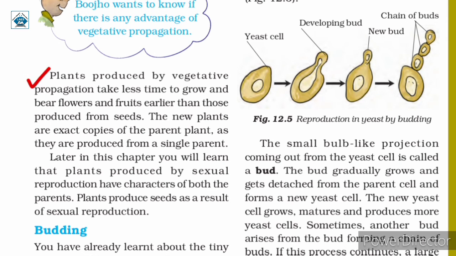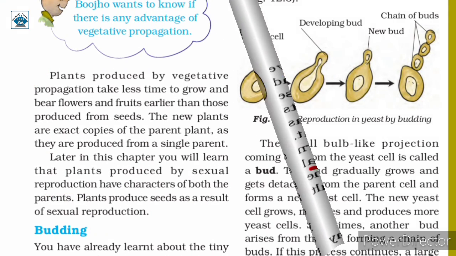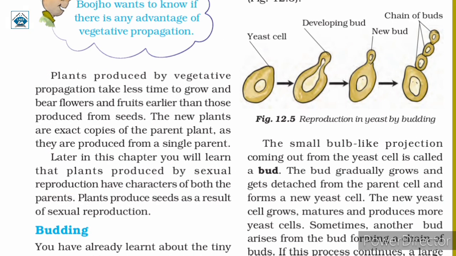Plants produced by vegetative propagation take less time to grow and bear flowers and fruits earlier than those produced from seeds. The new plants are exact copies of the parent plant as they are produced from a single parent. Later in this chapter, you will learn that plants produced by sexual reproduction have characters of both the parents. Plants produce seeds as a result of sexual reproduction. So, in this paragraph, we read about the advantage of vegetative propagation.